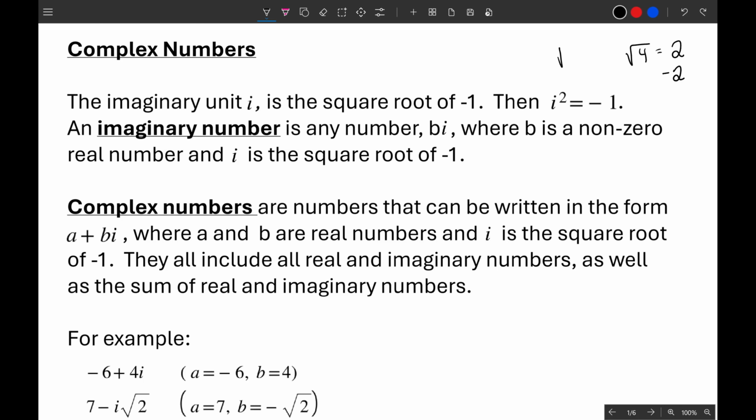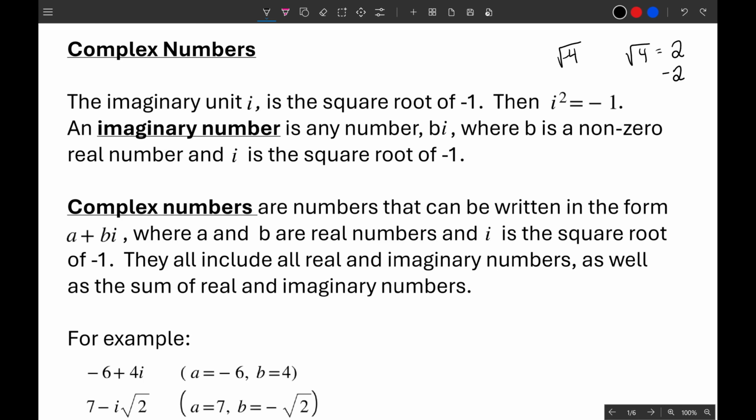All right, 2 times 2 is 4 and negative 2 times negative 2 is 4. However, if I try to take the square root of negative 4, there's no two numbers that multiply by themselves to make negative 4. So we need this imaginary unit i, and it's going to represent the square root of negative 1. Since the square root of negative 1 is i, then i squared would be equal to negative 1. So anytime we see an i squared, we're going to replace that with negative 1.